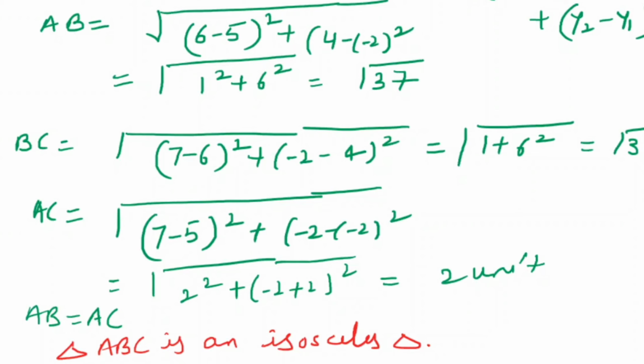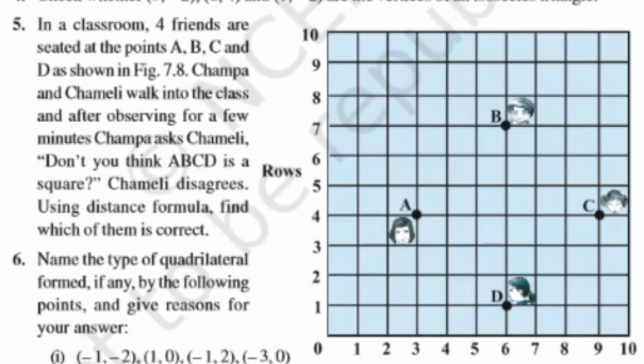Now coming to the next question, which is question number 5. Here what we have been given, it says in a classroom 4 friends are seated at A, B, C and D, and Champa and Chameli walk into the class. After observing for a few minutes, Champa asks Chameli, don't you think ABCD is a square? And Chameli disagrees. So using the distance formula, we have to find which of them is correct.